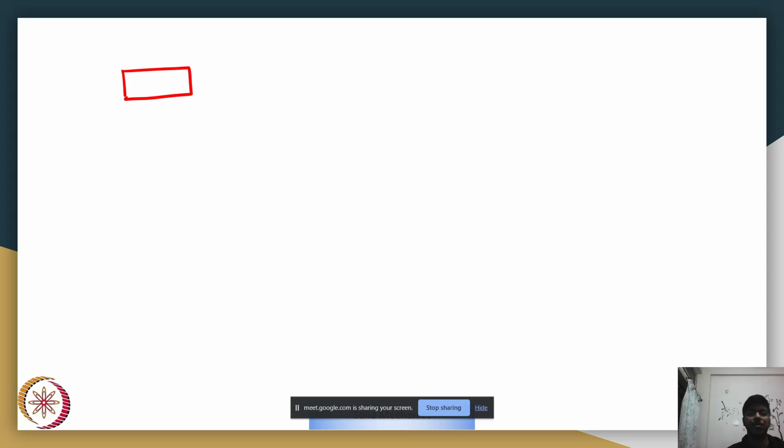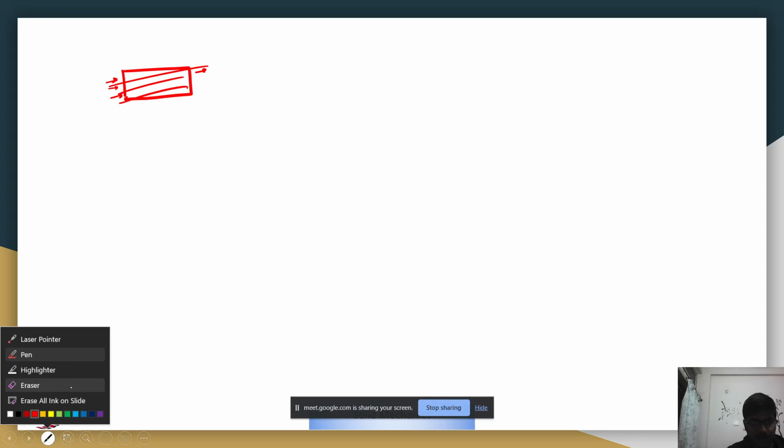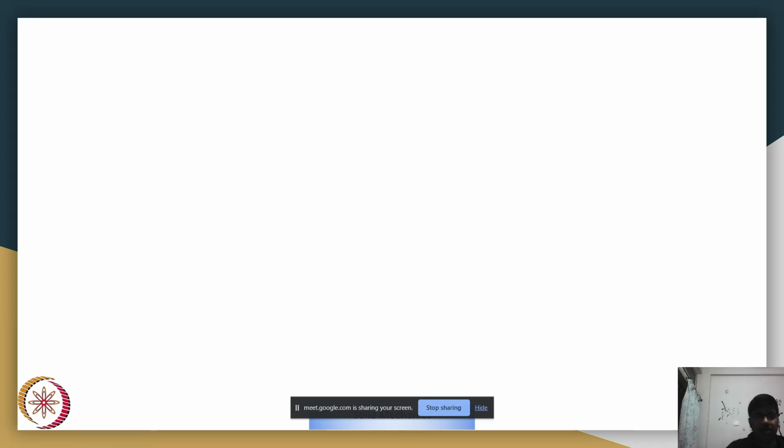Are you guys familiar with conservation of mass? The concept of conservation of mass. Okay, we'll start first with divergence, grad dot v.